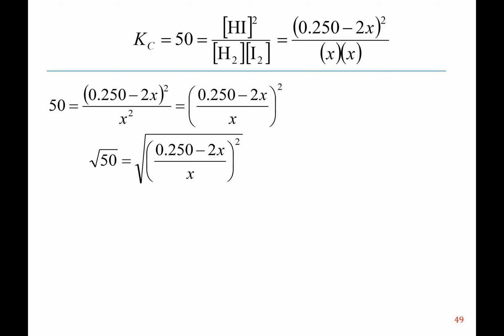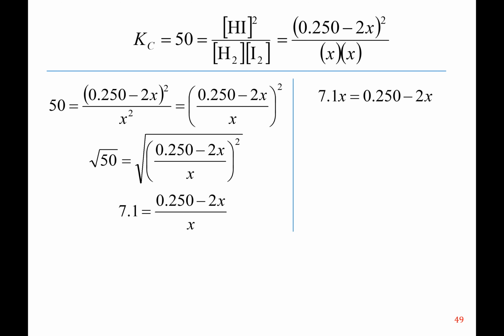So what does that allow us to do? Well, now we can take the square root of both sides and get rid of our square. Okay, so we don't want that squared term. We want to get rid of it. Okay, so we'll just take the square root of both sides. So we end up with 7.1 is equal to 0.250 minus 2x over x.